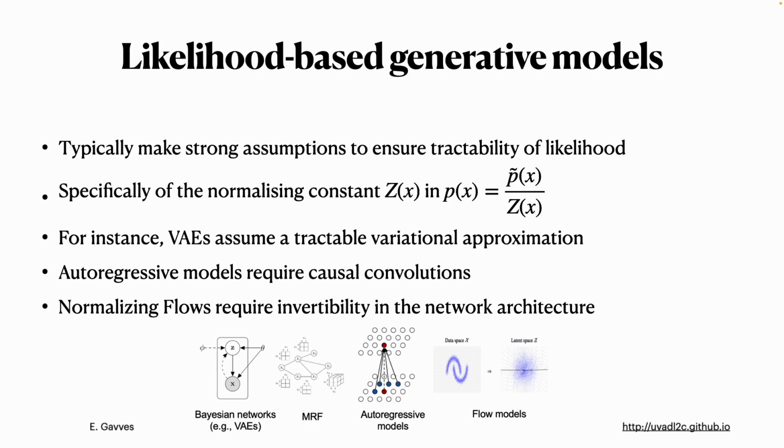So they typically make strong assumptions to ensure tractability of likelihood, like that you've got a tractable distribution in your latent space. Usually, this is about the normalizing constant. So you have to somehow define your model such that it is easy to either compute Z or easy to approximate Z well enough. For instance, VAEs assume a tractable variational approximation. Autoregressive models assume causal convolution. So you cannot have, as in standard convolutions, very weird types of architectures. They have to conform to some form of causality. So future pixels cannot inform previous pixels. And of course, this constrains the architecture, which makes the architecture less flexible. Normalizing flows require invertibility in the network architecture.